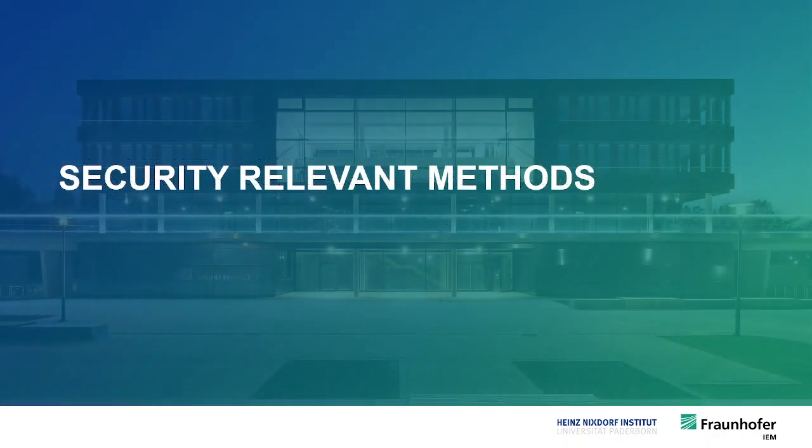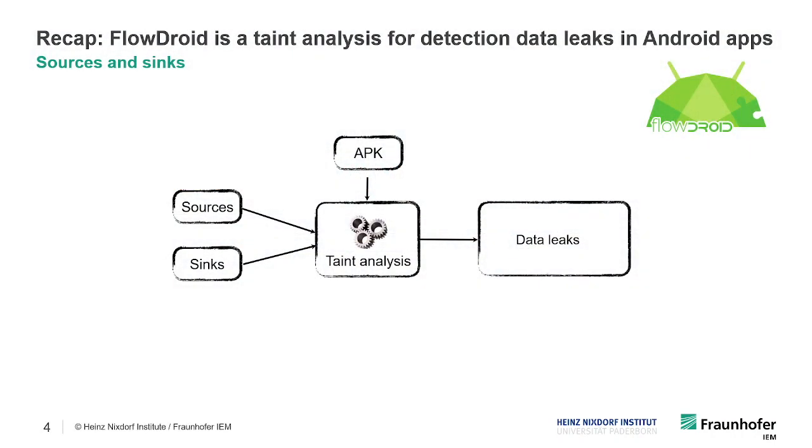Okay, so the first part is seeing what security relevant methods are, and to do this we are going to start with a recap. We have already covered FlowDroid as a taint analysis for detection of data leaks in Android apps in previous lectures. This is a very high-level overview that we have seen already. We have a taint analysis engine which is doing the data flow. It calculates data flow paths between different statements in the program.